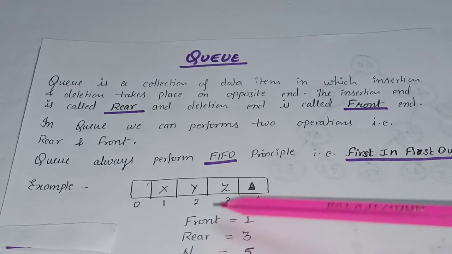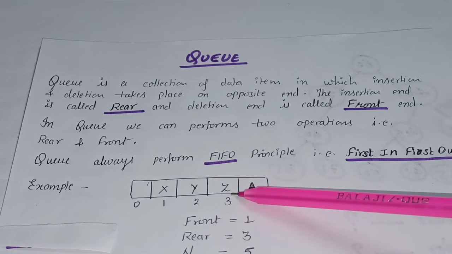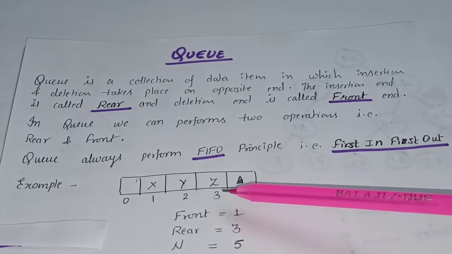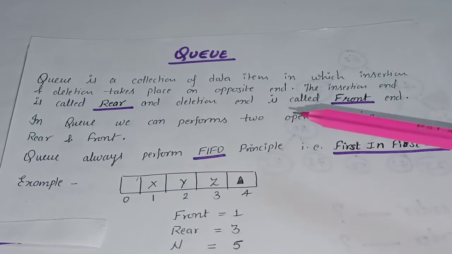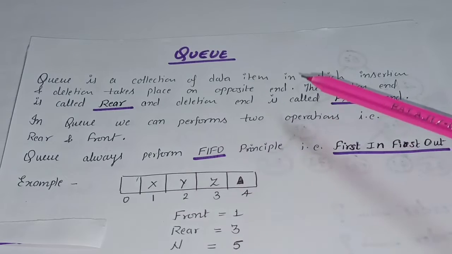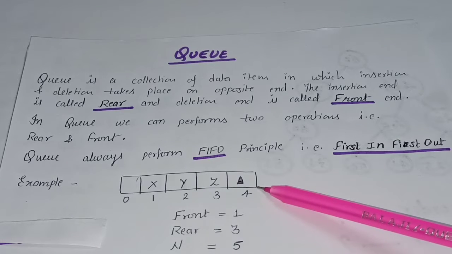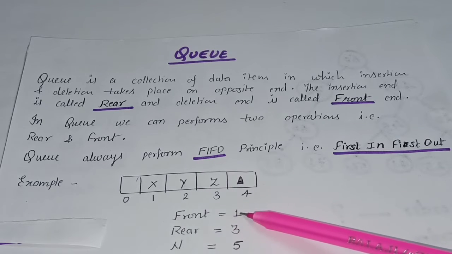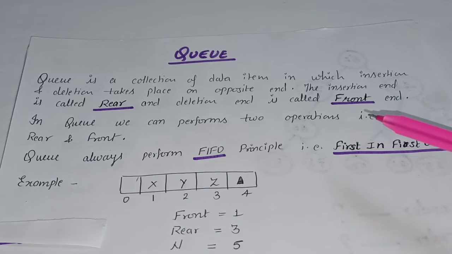Rear position is 3. Why 3? Because the last element entered in the third position. So rear position is 3. And the size here is written n. N means size of the queue. Size always starts with 1 and index position always starts with 0. So the size of this queue is 5, the front position of the queue is 1, and the rear position of the queue is 3. Okay.